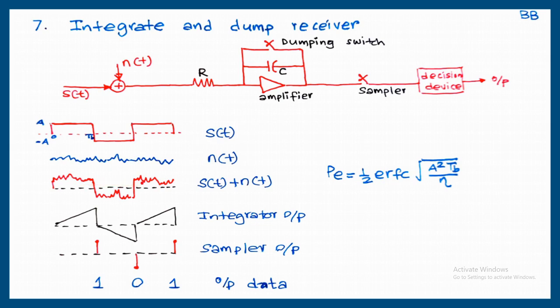So the function of the integrator is to integrate from 0 to TB seconds. So I am showing that integration like this. The capacitor is charging in the positive direction. At t equal to TB, the capacitor voltage is maximum. That maximum voltage is going to be taken after closing the switch. And immediately after that, the dumping switch is going to be closed. The capacitor voltage is going to discharge. So I am showing a theoretical discharge like a vertical line.